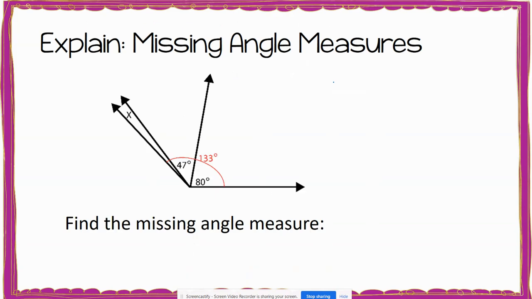Now let's look at some more problems. If I want to find the missing angle measure here, I can see that all 3 of these angles together have an overall value of 133 degrees. Well, if I know that this angle is 47 and this angle is 80, I can take those and subtract them from 133 to find what I'm left with for X. So I would do 133 minus 80 minus 47, which would give me 6 degrees.